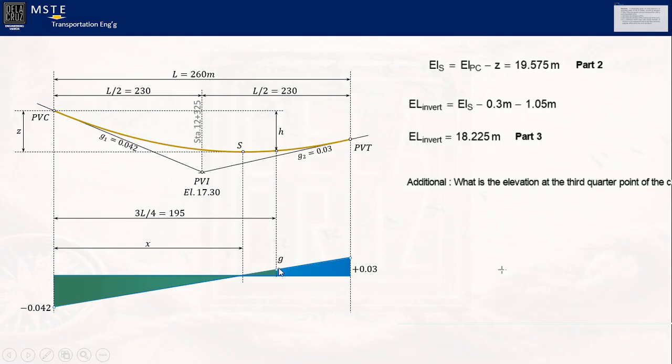So, we need to have the value of this grade here. Let's call that G. We need to have this point. And that can be solved by ratio and proportion again. We have the value of X. We have here 0.042. Let's get G first, then the area of this green portion, that is the value of H. I hope that is clear?